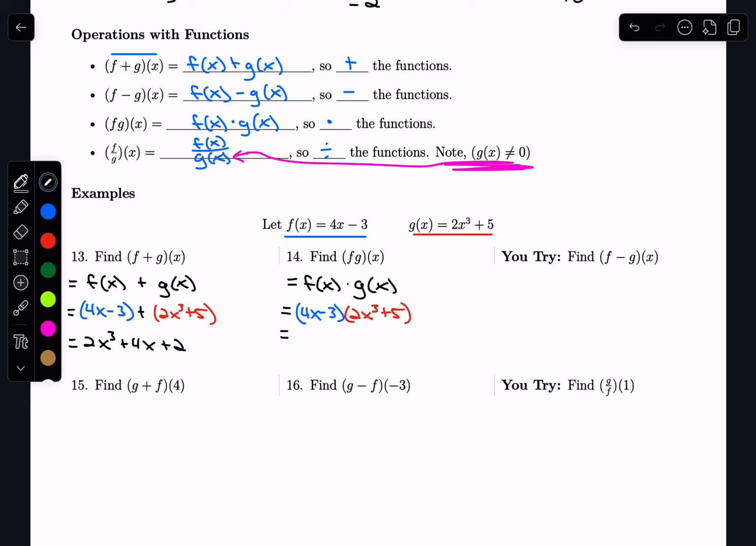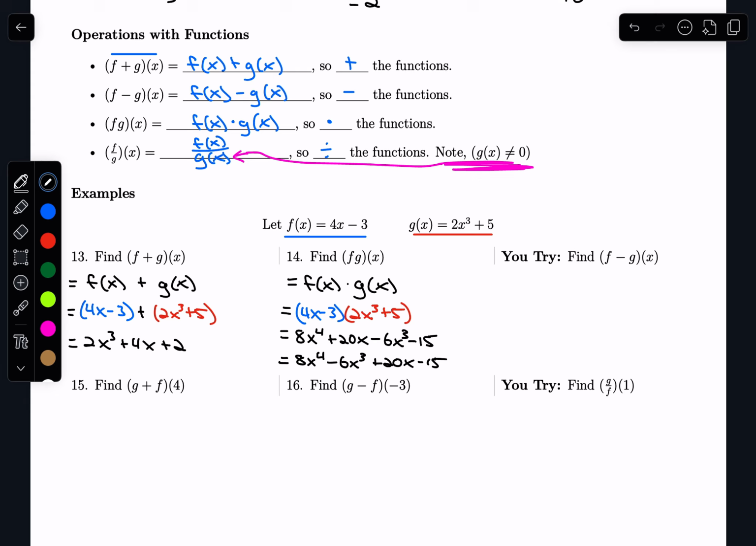So if I multiply 4x times 2x cubed, that gives me 8x to the 4th. 4x times 5 is 20x. -3 times 2x cubed is -6x cubed. And -3 times 5 is -15. So then just writing this in descending order, we have 8x to the 4th minus 6x cubed plus 20x minus 15. Not too much to it, just multiplication there.